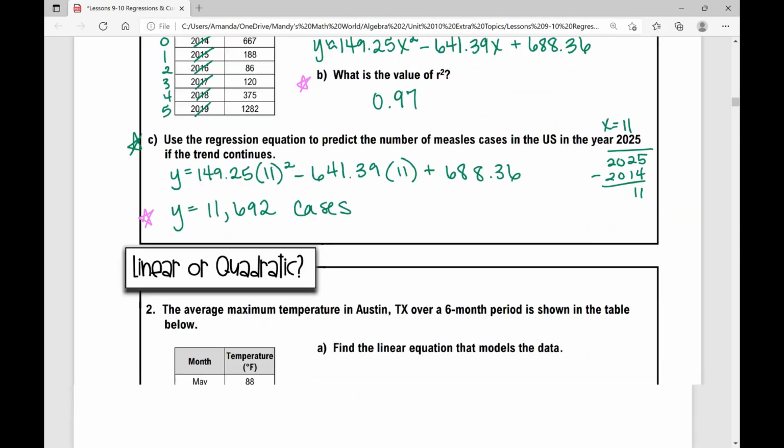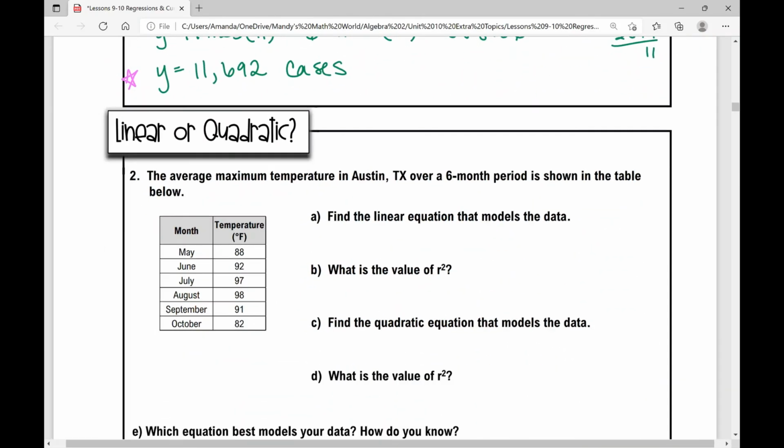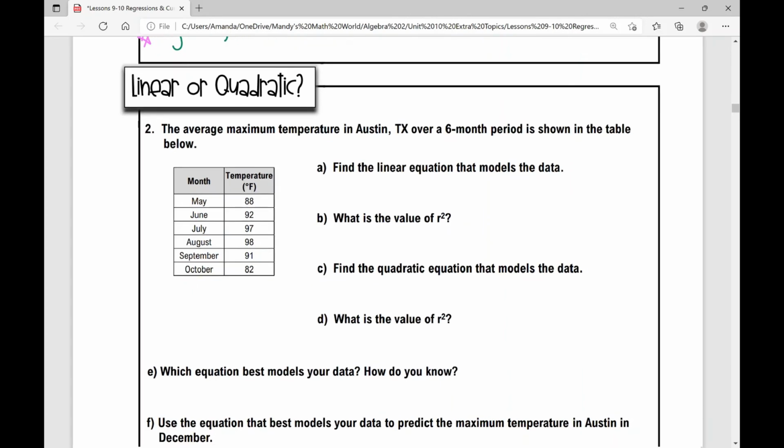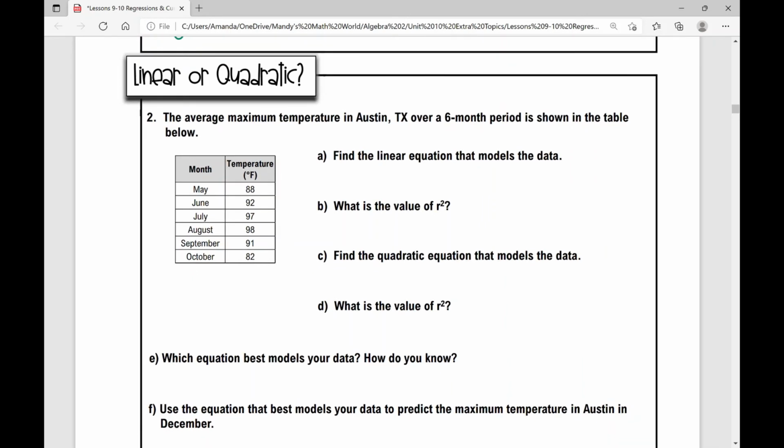Let's move on to the last section in today's notes, linear or quadratic. This says the average maximum temperature in Austin, Texas over a 6-month period is shown in the table below. The problem says to find the linear equation that models the data, then find the value of r squared. Then we're going to find the quadratic equation that models the data and find the value of r squared. Then based on that information, we'll determine which equation best models our data, and then we'll use that equation to predict the maximum temperature in Austin in December.